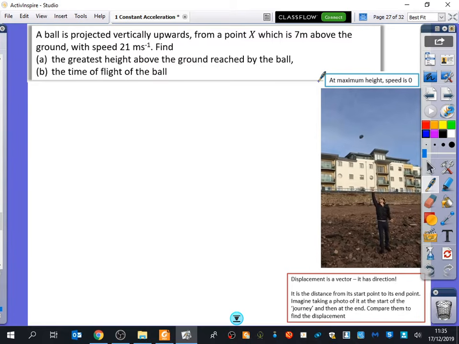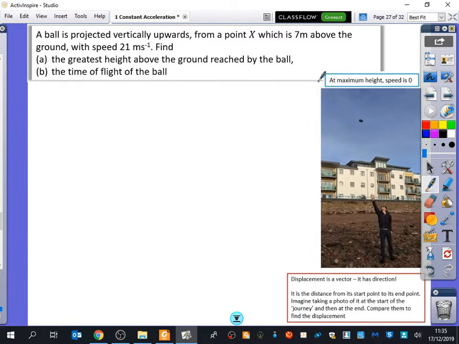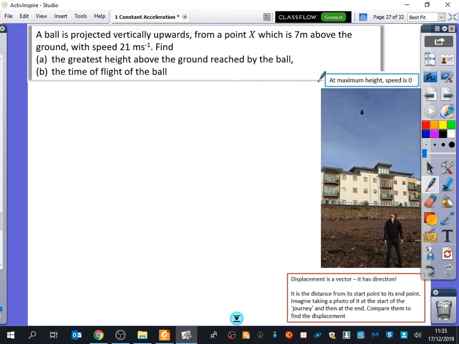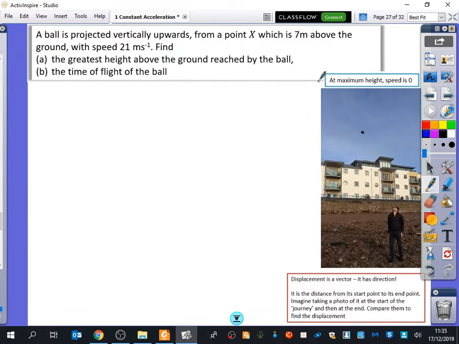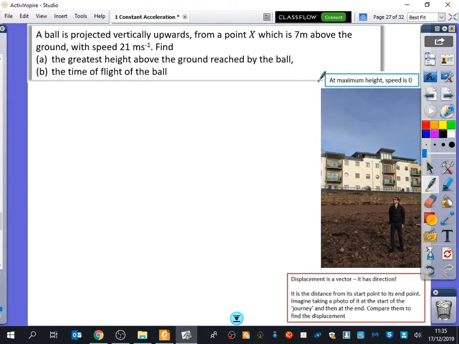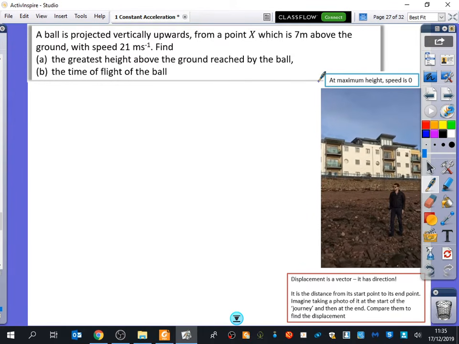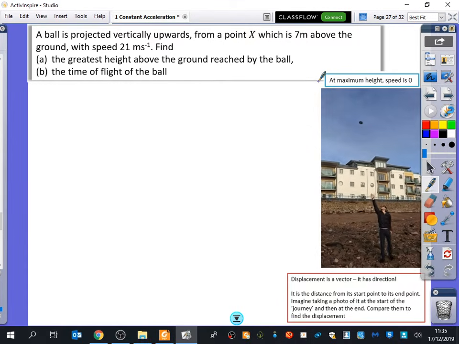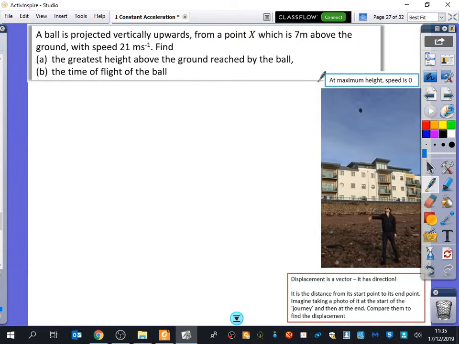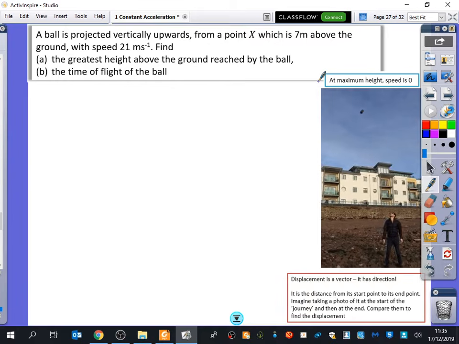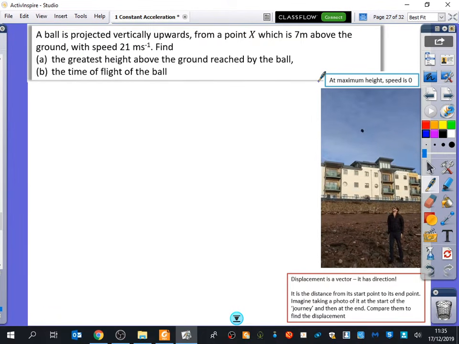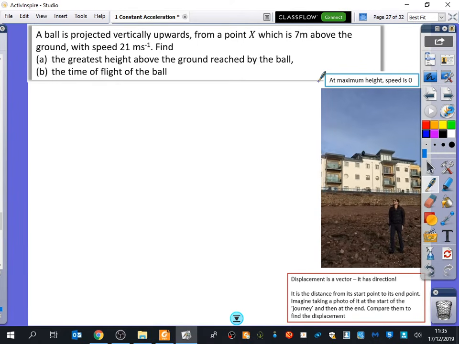As it's going up, it's slowing down, isn't it? It's slowing down until it gets to the very peak of its journey. And at the peak of its journey, it's not moving at all. And then it starts to go back down again. So it's constant acceleration downwards. As it's moving up, because it's accelerating downwards, it's slowing down. As it's moving down, because it's accelerating downwards, it is speeding up. This whole thing can be considered as one journey.